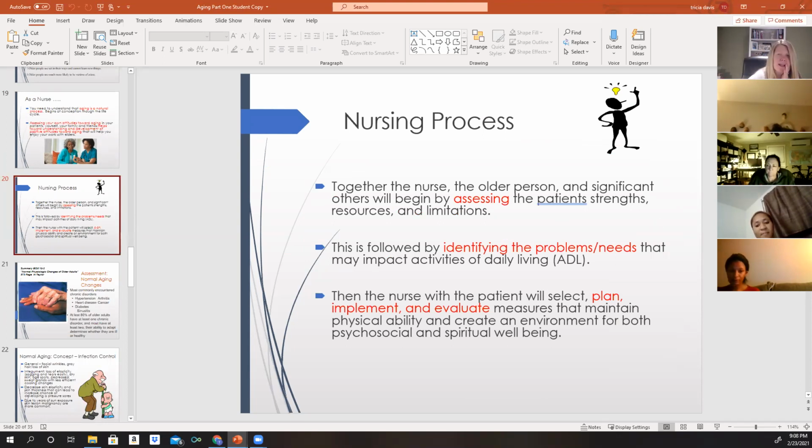Thank you. So together, the nurse, the older person, and significant others will begin by assessing the patient's strengths, their resources. So who do they have at home to help them? Do they live alone? Do they have a lot of steps in the home? What kind of other chronic diseases do they have? Do you think they're able to cook for themselves? Are they able to wash their laundry, take their trash out?